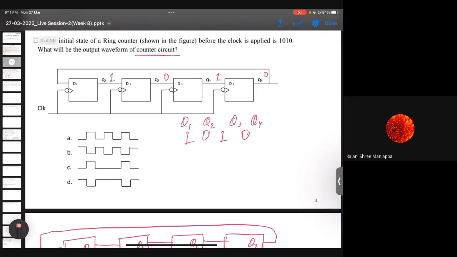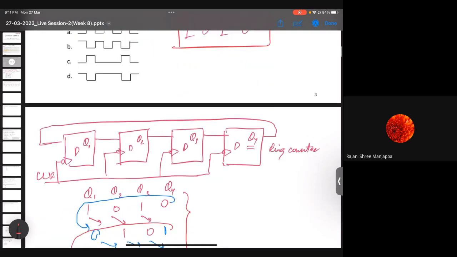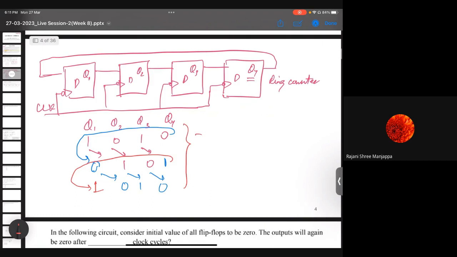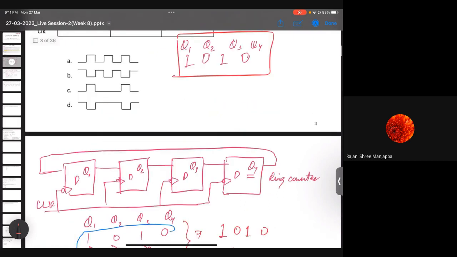As you can see, the question says that the initial state was 1010. It was given in the question; we have not assumed anything. So according to the initial state given, what will be the output waveform of the counter circuit? There are only two possible answers: it will be continuously toggling around 1010 or 0101. So we can see the waveform given in the question.